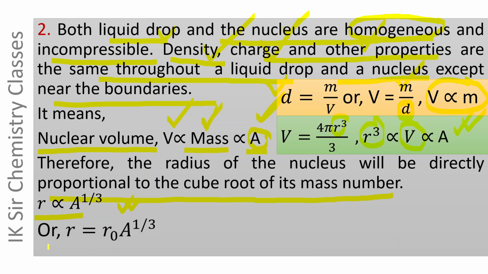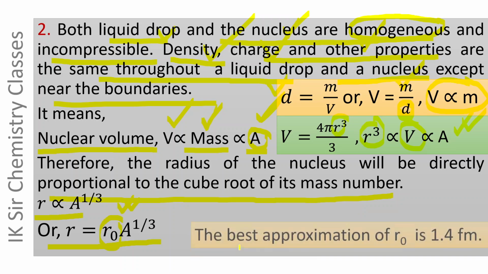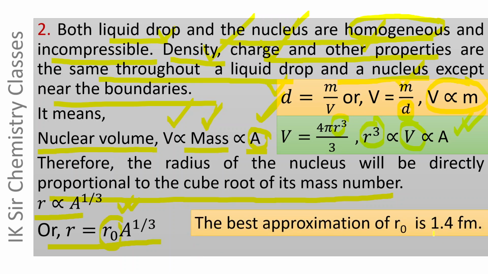It can be written as follows: R is equal to R naught into mass number to the power 1 by 3. Here R naught is a constant, and the best approximation of R naught is 1.4 femtometer. That is 1.4 into 10 to the power minus 15 meter. We can calculate the radius of a nucleus using this relationship. If we know the mass number of a nucleus, its radius can be calculated from this equation, R is equal to R naught into A to the power 1 by 3.